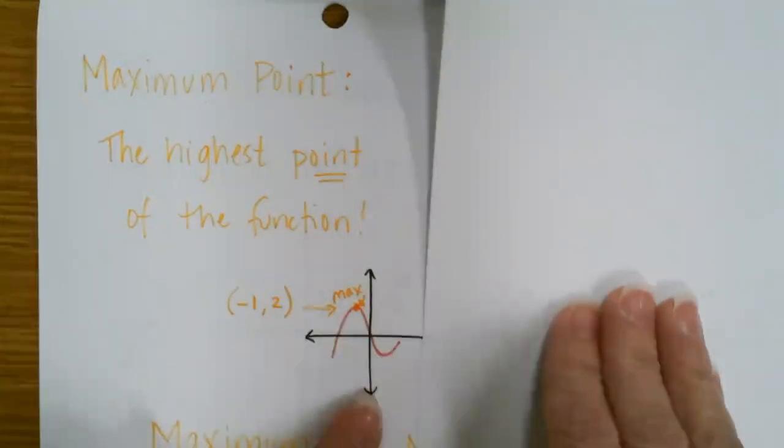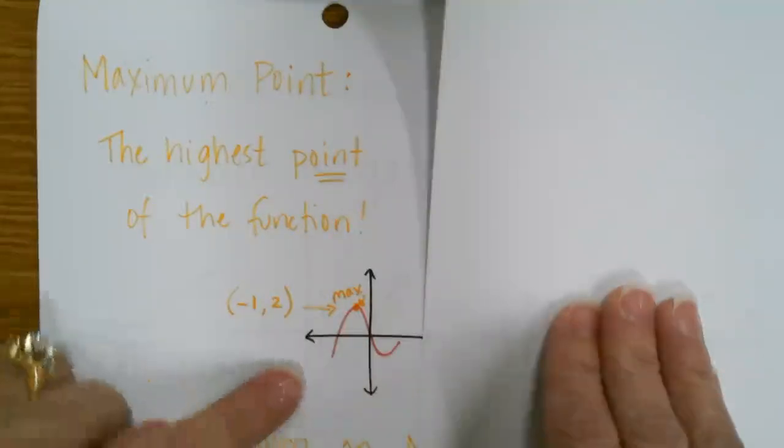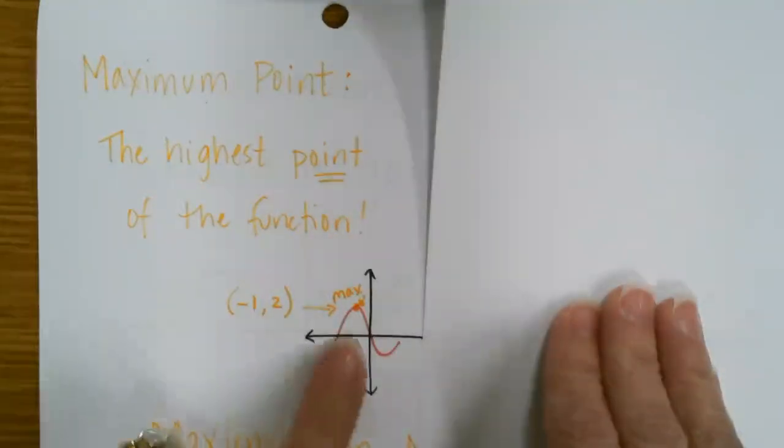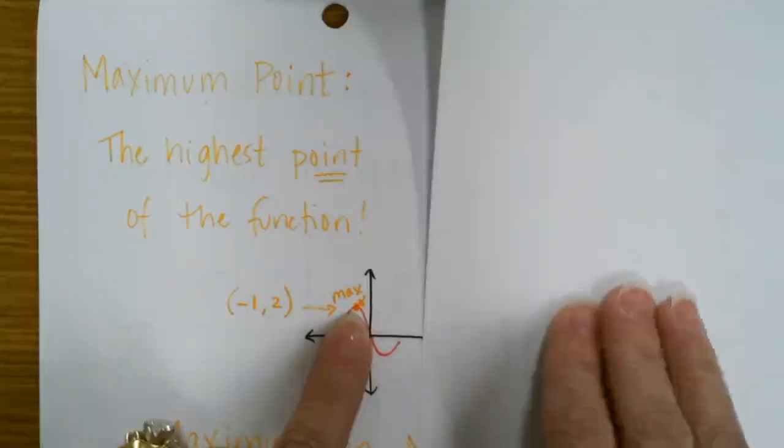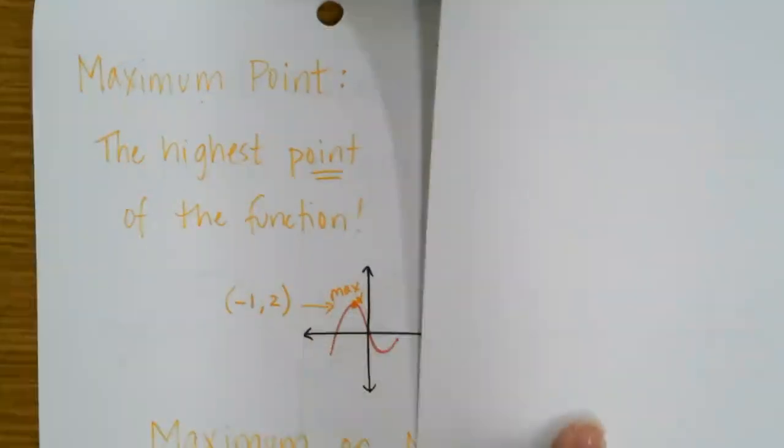So I made this little sketch here. This is a function, and I just made up the numbers. But this point right here would be the maximum. That's the highest point on this red curve. So that would be considered the maximum.